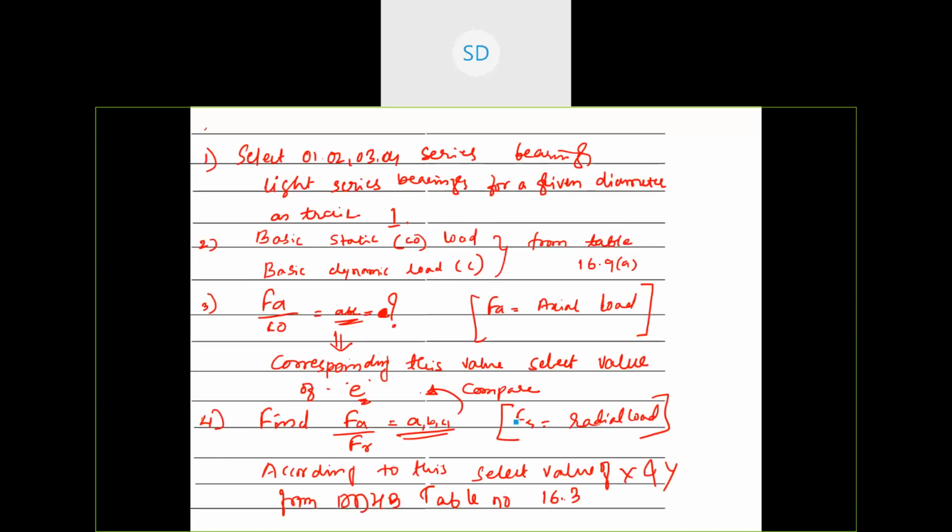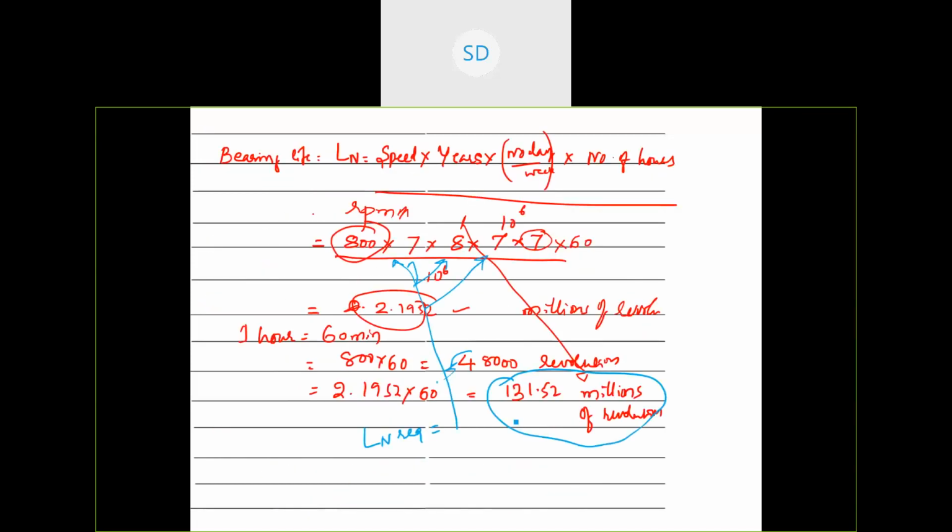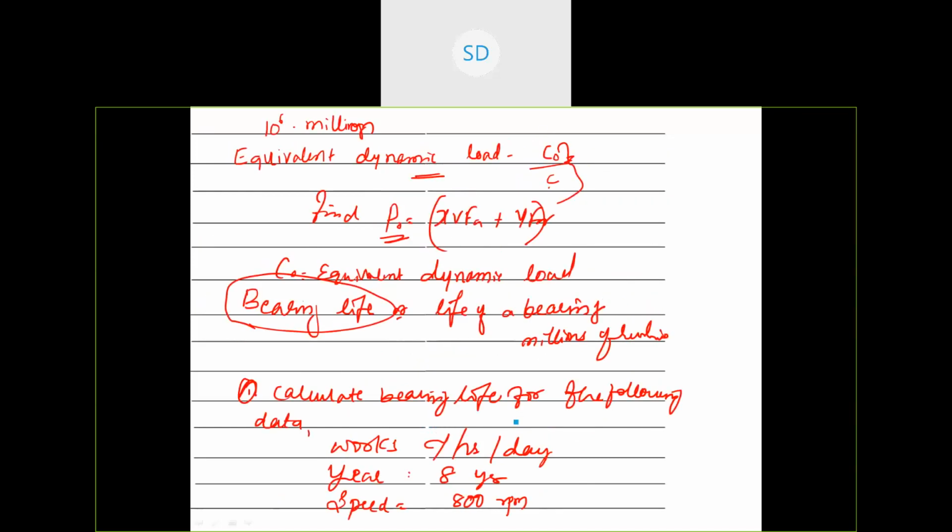Let us go for that calculation of bearing life. You just look out here. I have written 7 and both 8 years. Now I'll go for first speed. It is 800. Okay. Now how many hours it is going to work? 7 hours per day. Then how many years? It is 8 years.